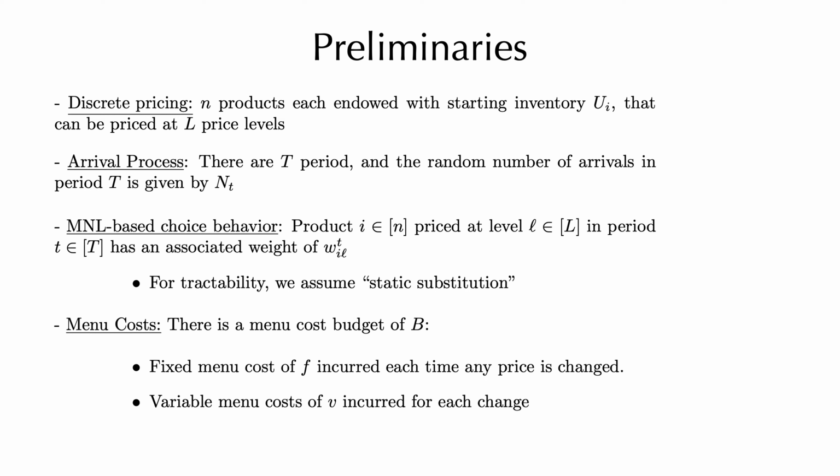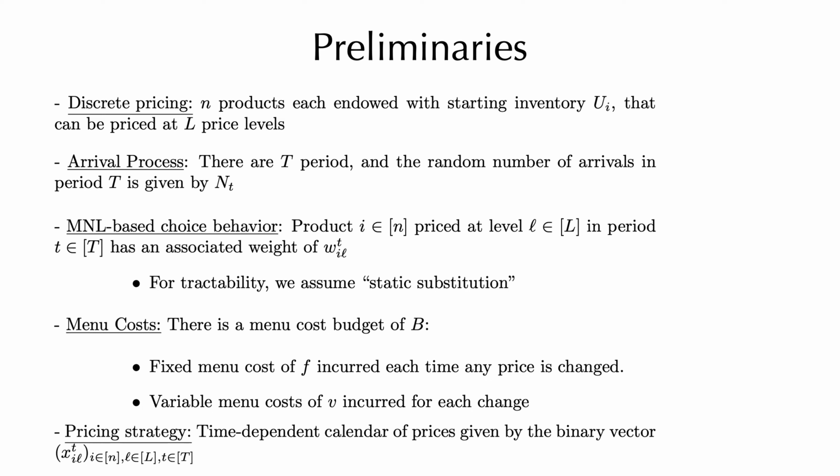Okay, and then the menu cost. We're going to encode the notion of menu cost, and there are a lot of ways you could encode it. We're going to encode it through a budget. So we're going to assume the retailer has a budget of B to spend on menu costs. There are two kinds of menu costs. A fixed cost of F is incurred anytime you change any price, and then a variable menu cost V is incurred for each price change. I'll say that now, and then I'll formally write down the constraint in a few slides.